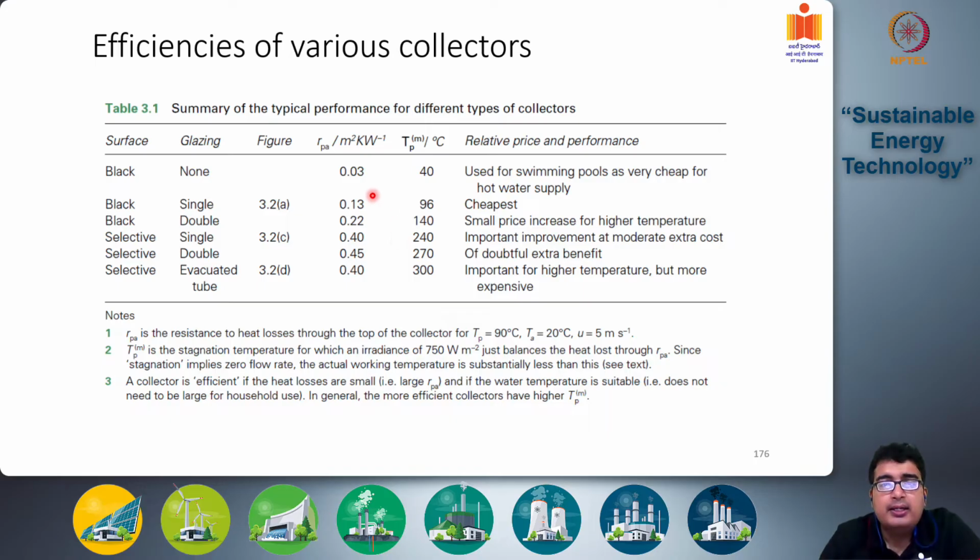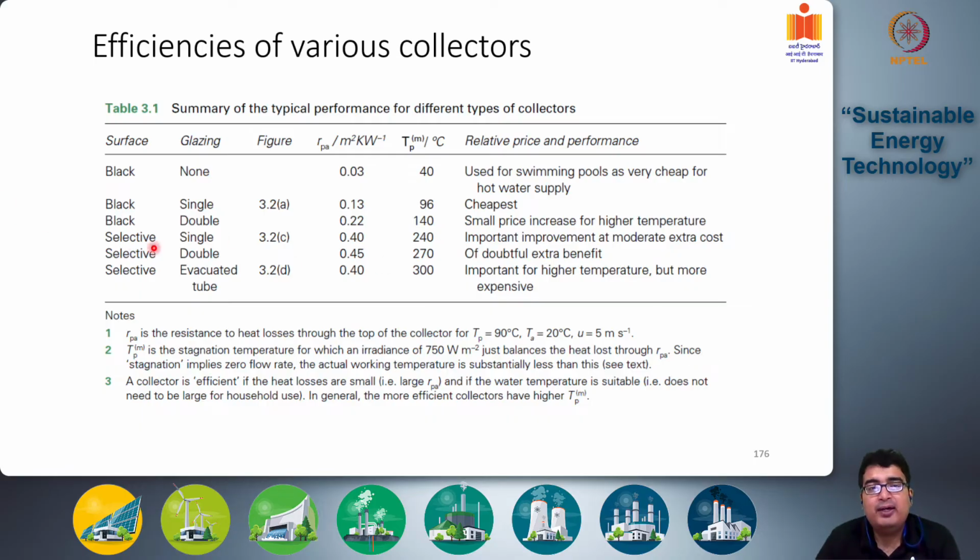You see the resistance has increased from 0.03 to 0.13, which is a significant improvement, and the stagnation temperature has increased to 96. Remember, the ambient temperature is 20 here. So your delta T is 96 minus 20, which is 76, correct? That is the delta T_S. So you are getting a very good uptick in thermal resistance and a reasonably good stagnation temperature. It's the cheapest and the most widely used version of flat plate collector.